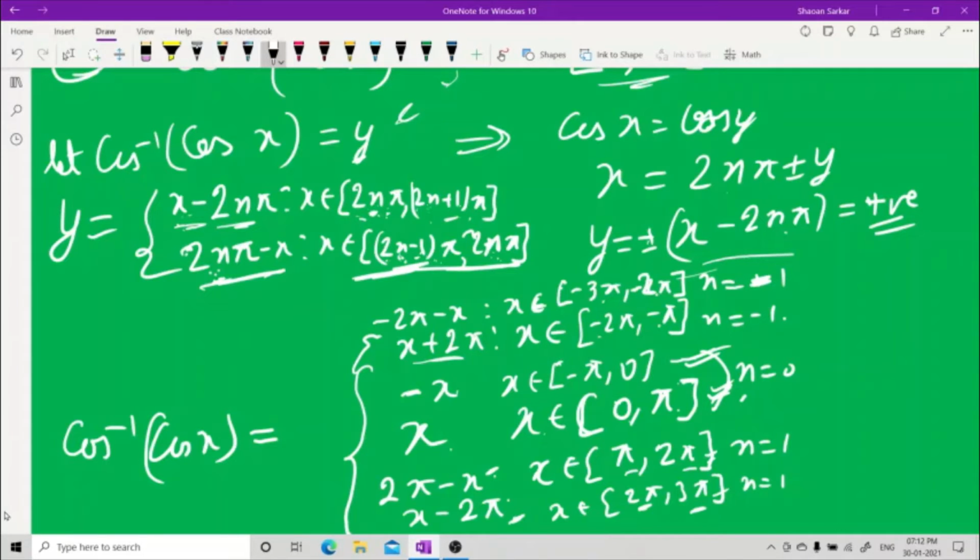Now this is one way of understanding the situation. The next way of understanding the situation is this. See, this way, take it this way.